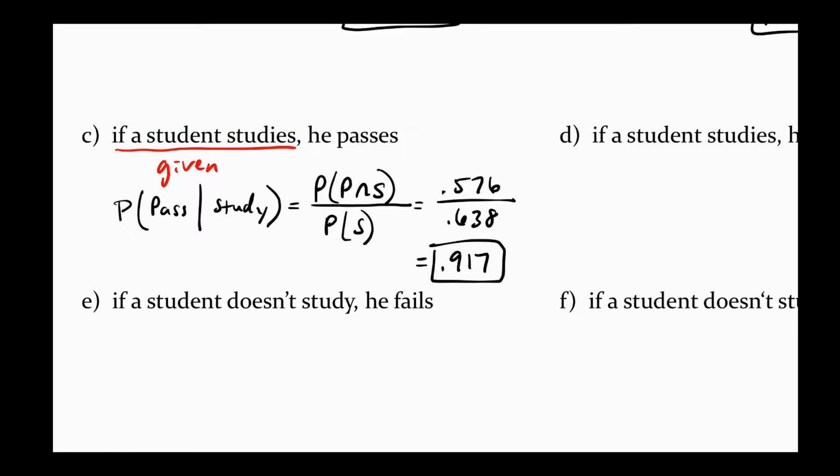Yeah. So when I calculated the probability, I got 0.902. Did you divide both of those? Yeah. Let me double check. Did you get 902? Oh yeah. No, yeah. I put the wrong one. 0.576 divided by 0.638, 0.903.